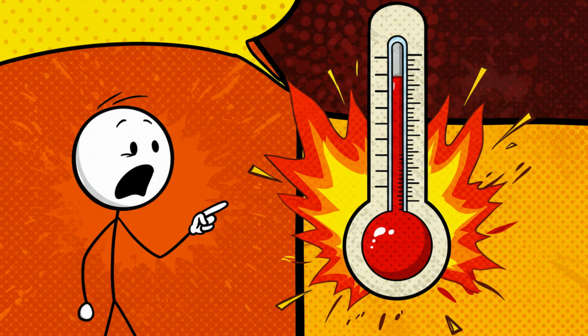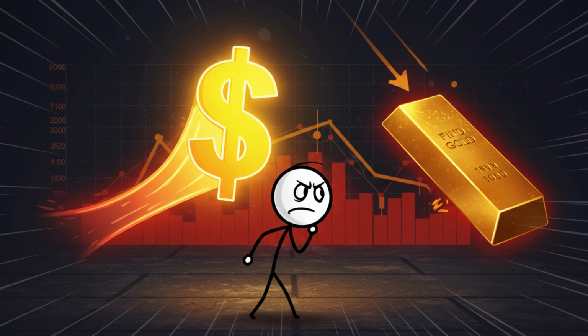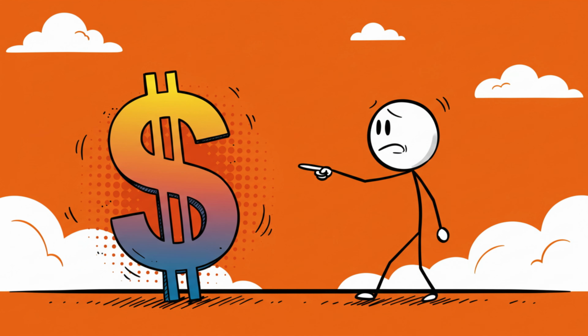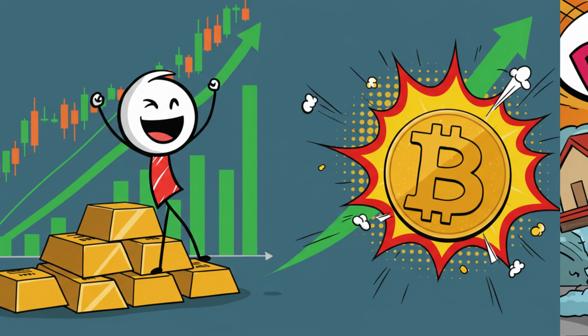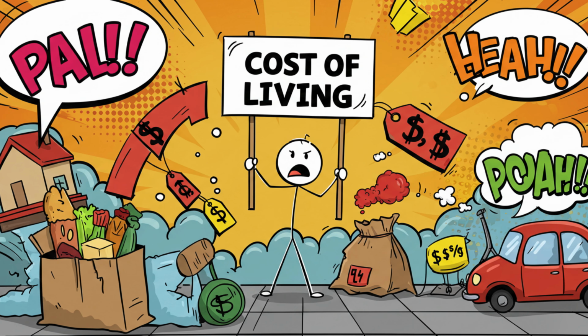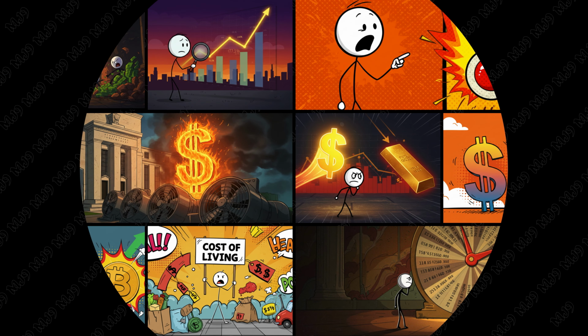If CPI is higher than expected, inflation is hot. The Fed may raise rates to cool it down, so the dollar rises, but stocks and gold often fall. If CPI is lower than expected, the dollar weakens, and assets like gold, stocks, and crypto can rise. In simple terms, CPI tells us how expensive life is getting, and that shapes central bank decisions.